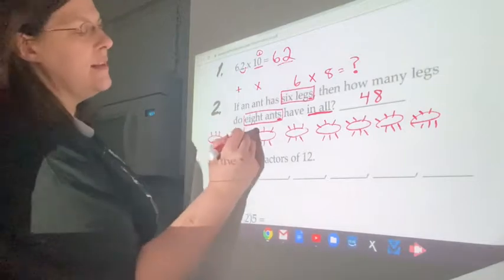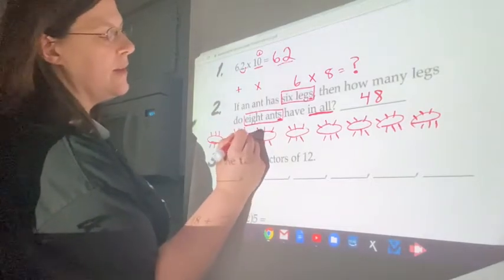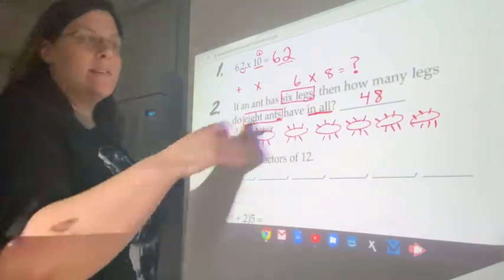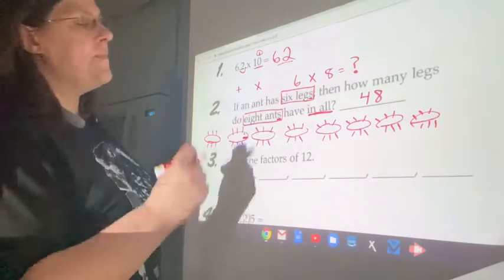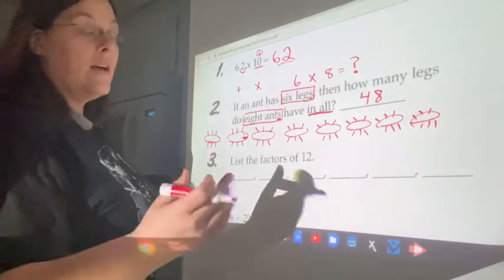Okay. And this one here is happy. So we've got a nice little happy ant right there, chilling. The rest of them are kind of unhappy because it took forever for that to do. Now all we have to do is count.